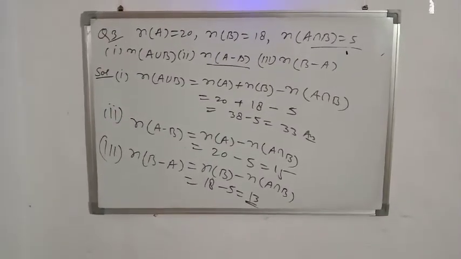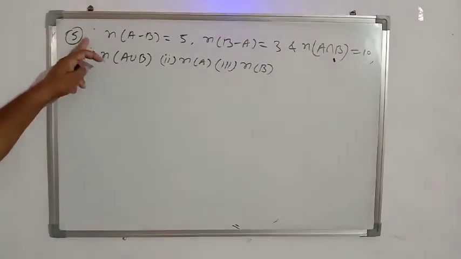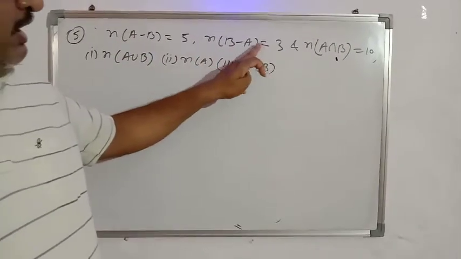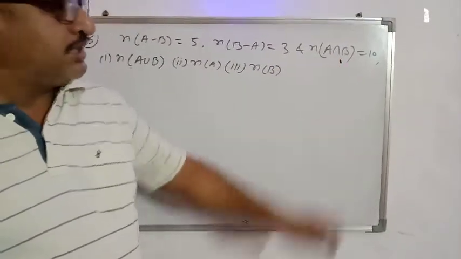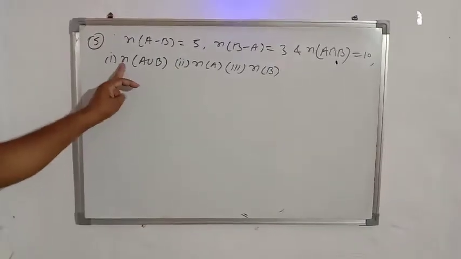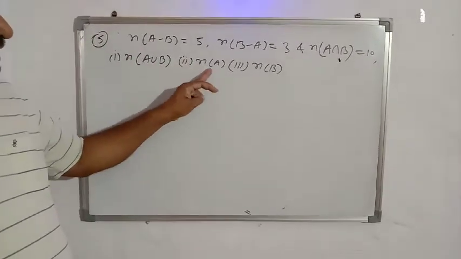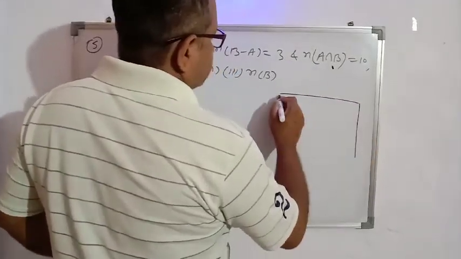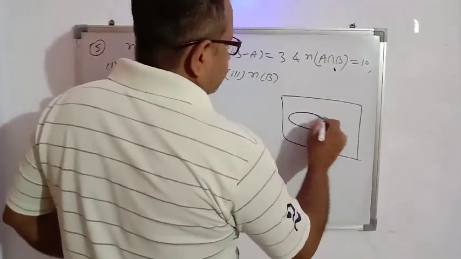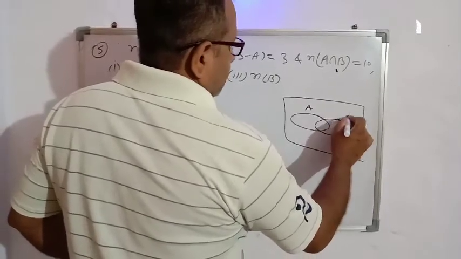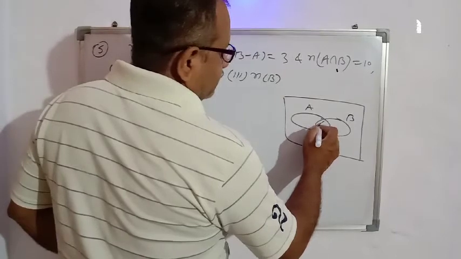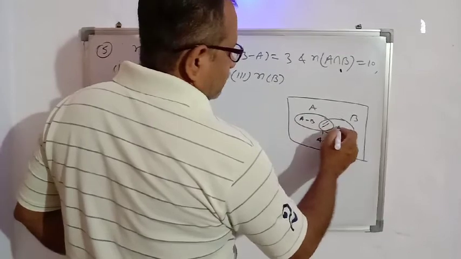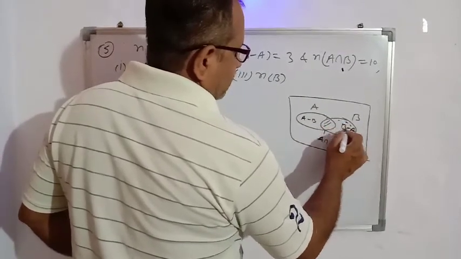Let us see some more questions. See question number 5. In this question, n(A minus B) is equal to 5, n(B minus A) is equal to 3 and n(A intersection B) is equal to 10. We have to find first part n(A union B), second n(A), third n(B). We know that this is the set A and this one set B. This region is A intersection B. This part is A minus B and this is B minus A.